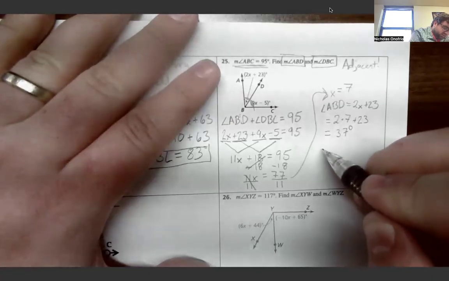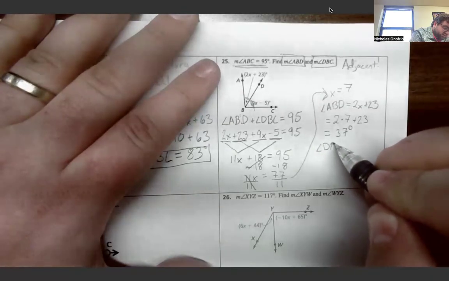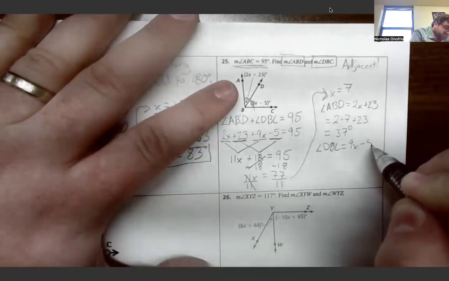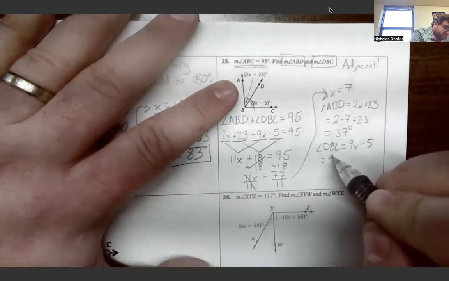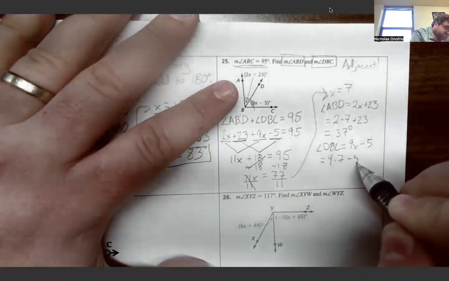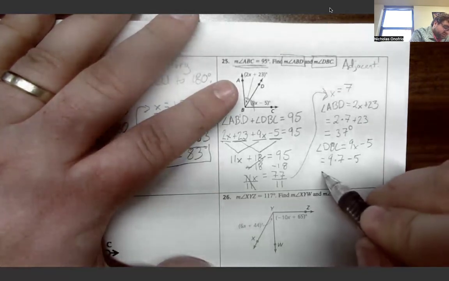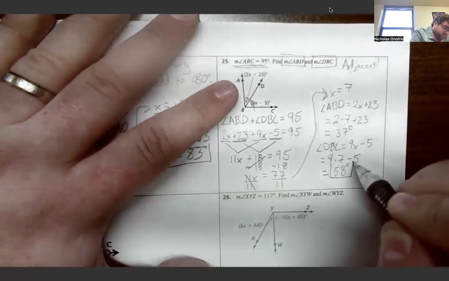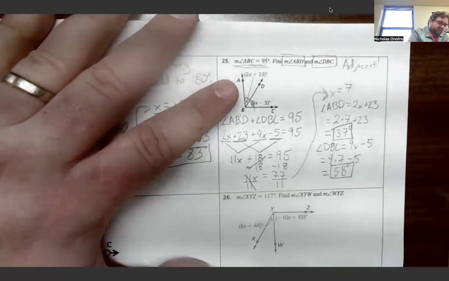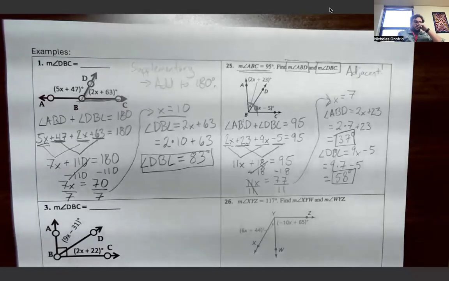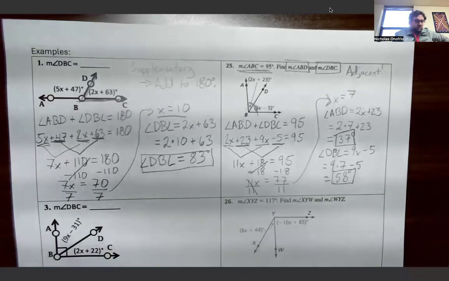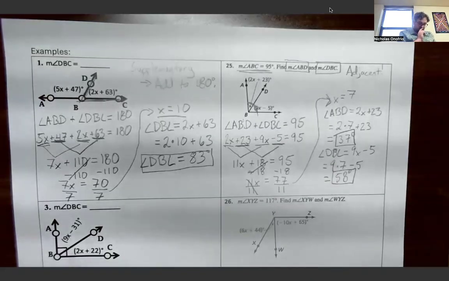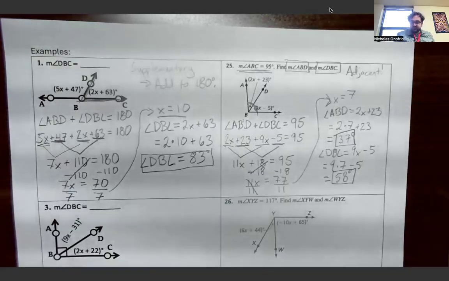All right, now we do the same thing with DBC. DBC is 9x minus 5. We plug in, it'll be 9 times 7 minus 5. 9 times 7 is 63. Minus 5 is 58. So our two answers are 37 degrees and 58 degrees. If you're looking for an easy way to check your work, you can always add your answers together and see if you get 95, or whatever the problem is added to.